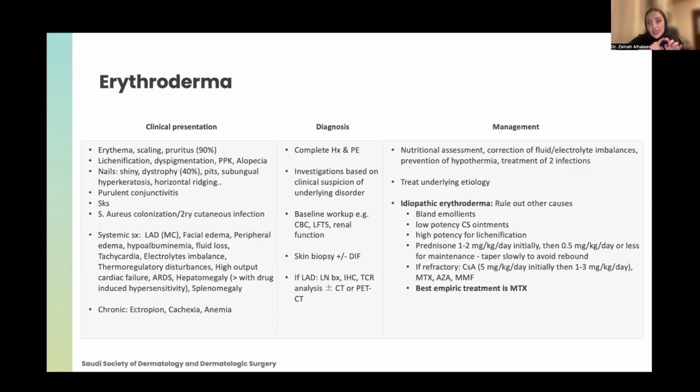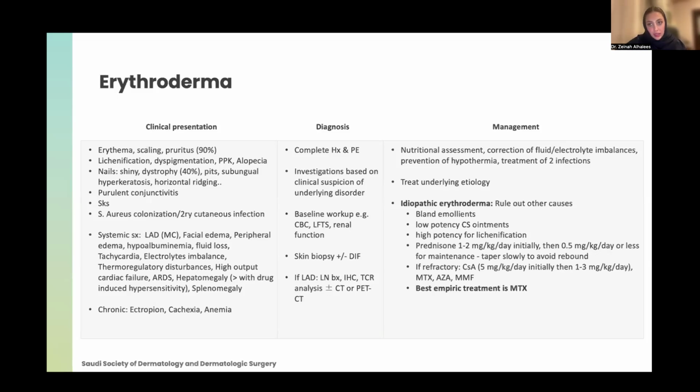So if they have pits, if they have subungual hyperkeratosis, obviously you're thinking of psoriasis. So you want to look at the different findings. Purulent conjunctivitis is one as well. They can develop SKs later on. And an important thing is that they tend to have Staph aureus colonization. So they may develop secondary cutaneous lesions.